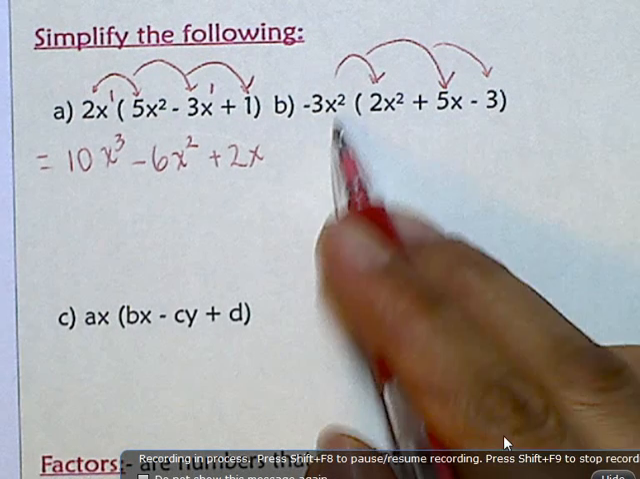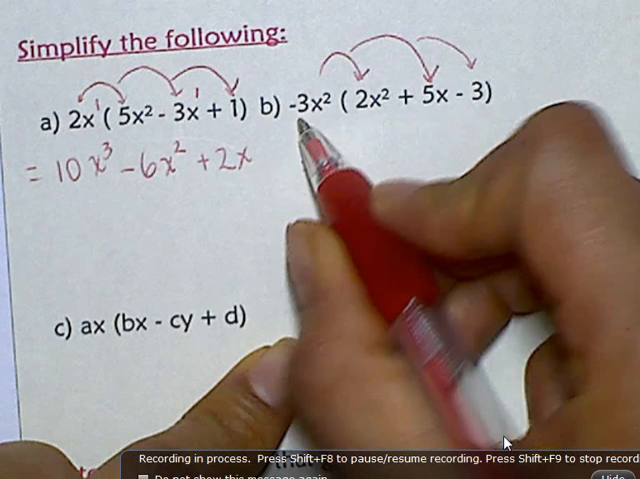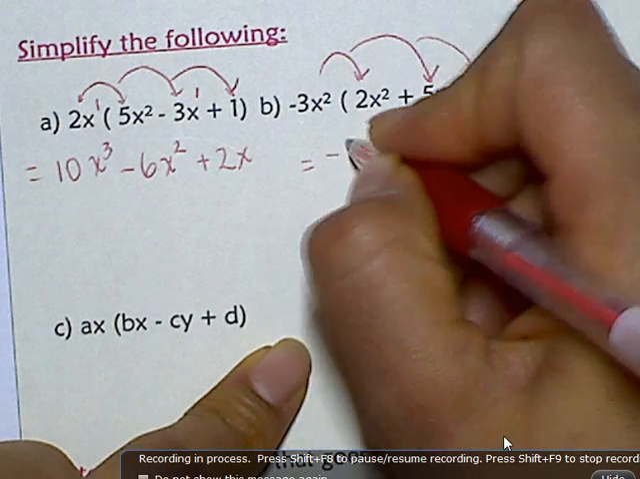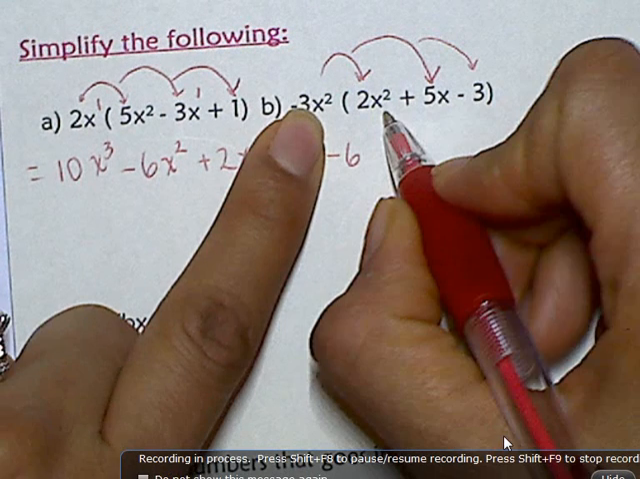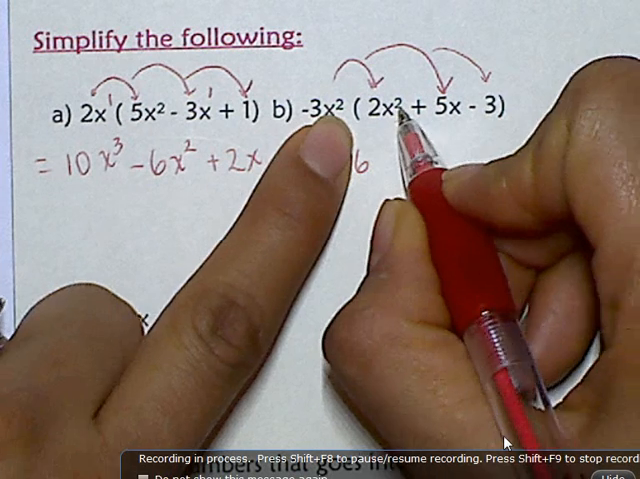I have x squared and x. I'm going to add their exponents. That's 2 and 1. That's 3. The negative 3 times negative 3 is a positive 9. I don't have any x's there, so I'm just going to copy down the x's that I had originally. X squared.